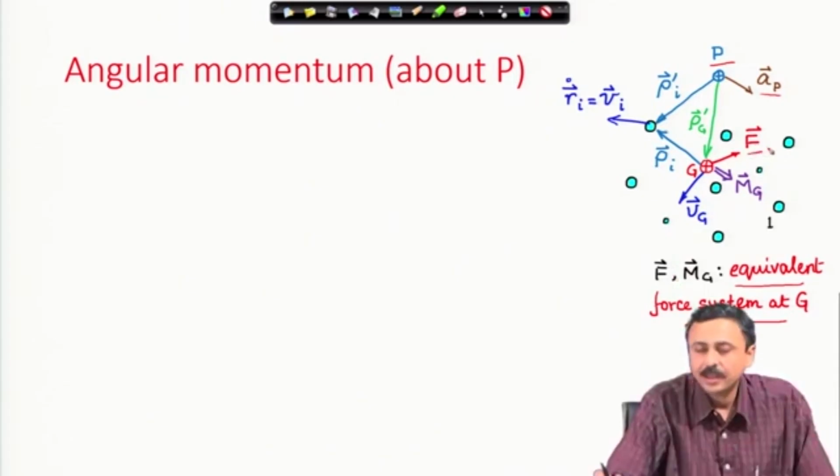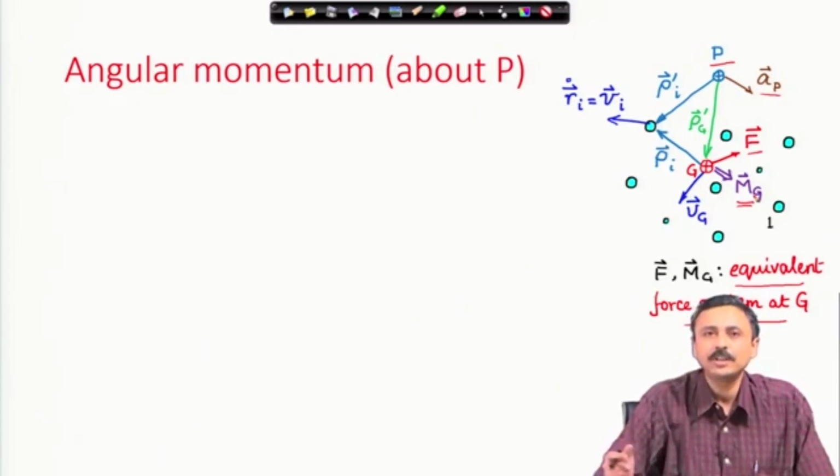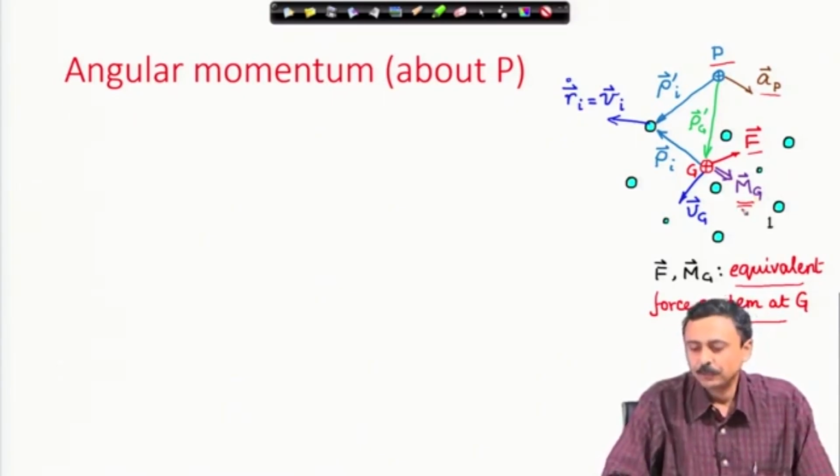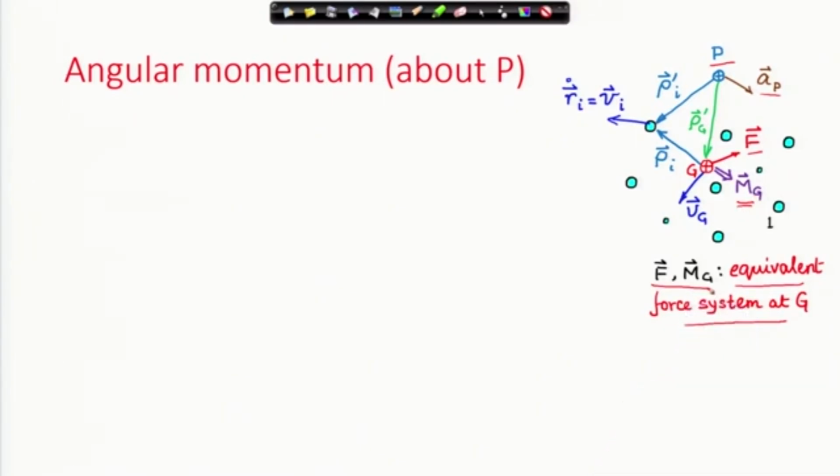F is the net force acting at the center of mass and mg is the moment, because I am shifting all the forces acting on various particles to the center of mass, I will generate moments. So, mg is that equivalent moment. Therefore, this F and mg represent the equivalent force system for the force distribution that was initially acting on these various particles.